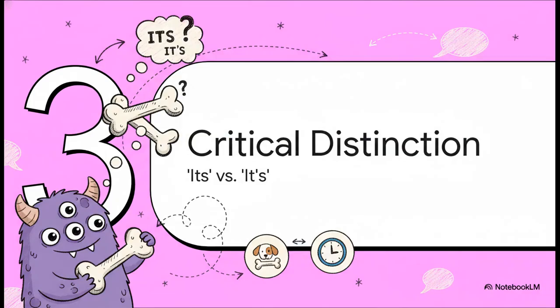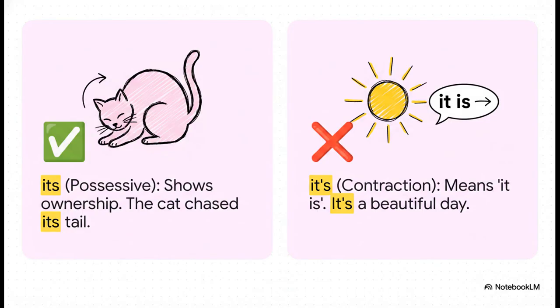Now, before we wrap up, we have to talk about one of the most common grammar mistakes in English. Seriously. It's about one of our new possessive adjectives, and it's so important to get this right. Let's look at its versus it's. This slide makes the difference perfectly clear. Its, that's ITS with no apostrophe, shows ownership. For example, the cat chased its tail. Whose tail? The cat's tail. It belongs to the cat.